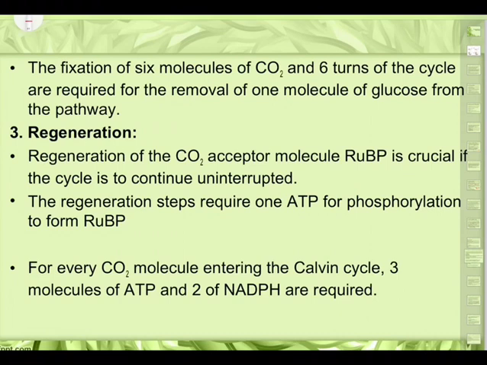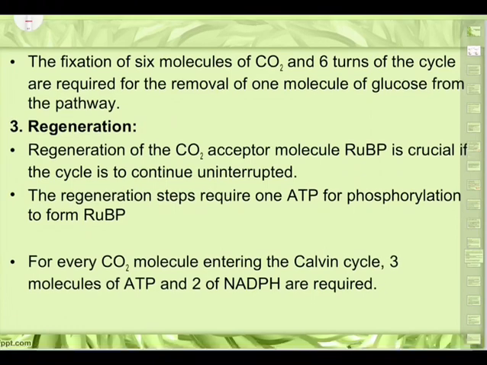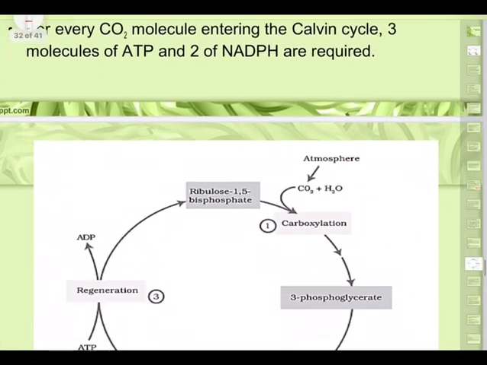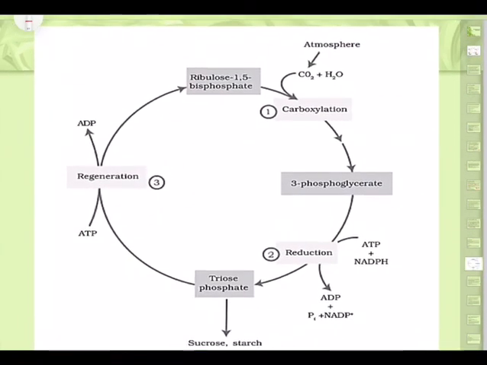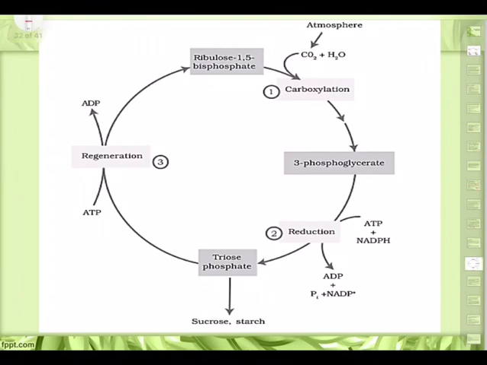And in the third step, regeneration of the CO2 acceptor molecule, that is RuBP, is crucial if the cycle is to continue uninterrupted. So RuBP keeps on getting regenerated. The regeneration step requires 1 ATP for phosphorylation to form RuBP. So ATP utilization is a must to regenerate RuBP continuously. For every CO2 molecule entering the Calvin cycle, 3 molecules of ATP and 2 molecules of NADPH are required. This is the energy requirement.